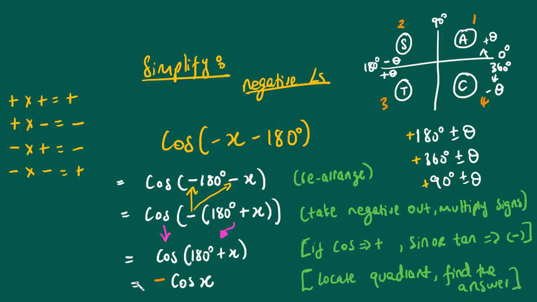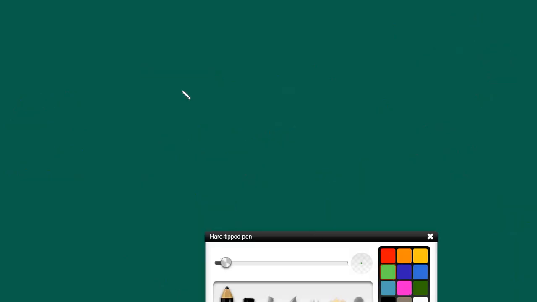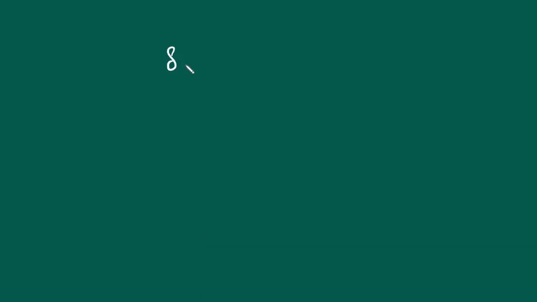Right? Any question here? So next question. What if we have sine negative theta minus 360 degrees, right? What if we have sine theta minus 360 degrees? How are we gonna solve it?